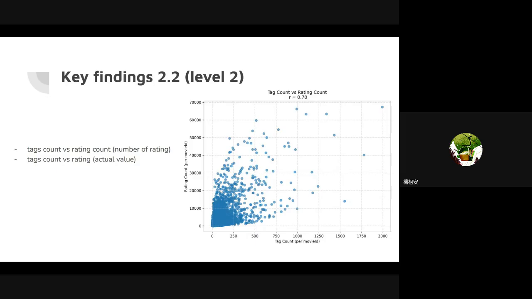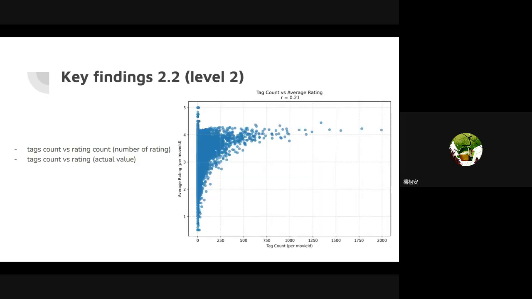And the next page, please. And for the tag count versus the average rating, which is the actual value, we can't see the relation between the tag count and it, because it's only got the 0.221 relation. Okay, next.